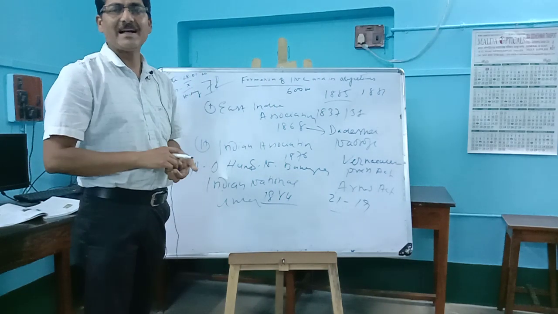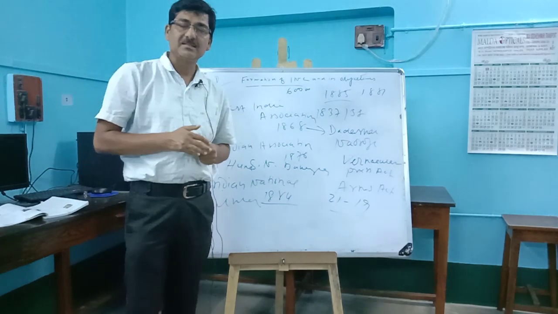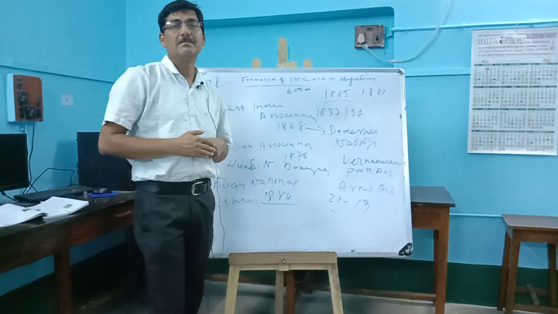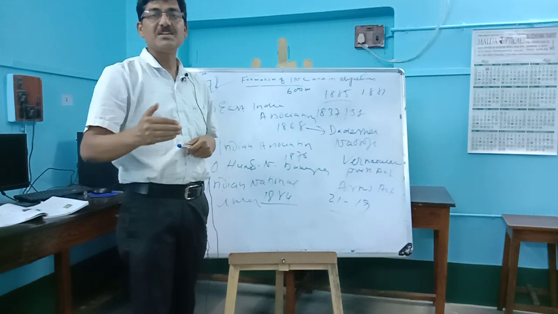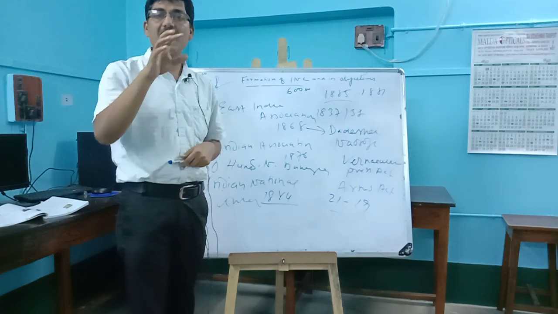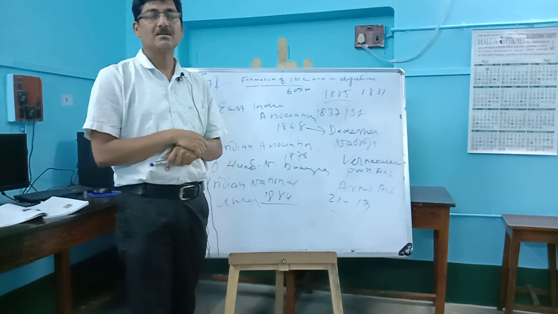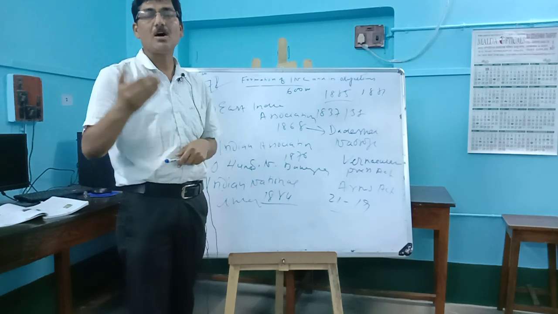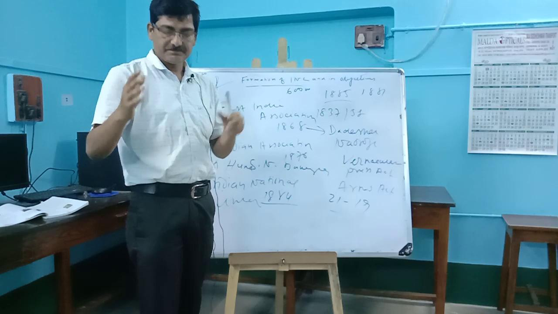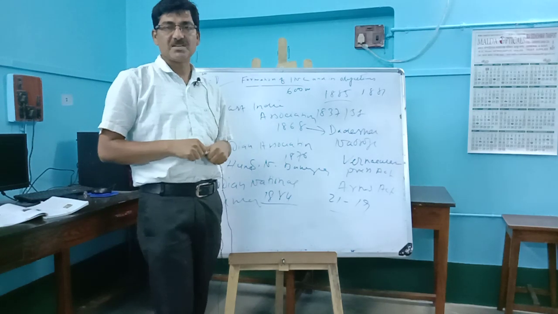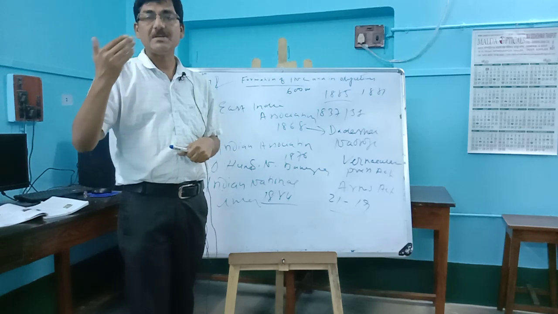1884. So who was Alan Octavian Hume? Alan Octavian Hume, by birth an Englishman, was an English retired civil service officer. After retirement from the job, he decided to stay here and to work for the upliftment of Indians' political conditions and create awareness among the Indian people.